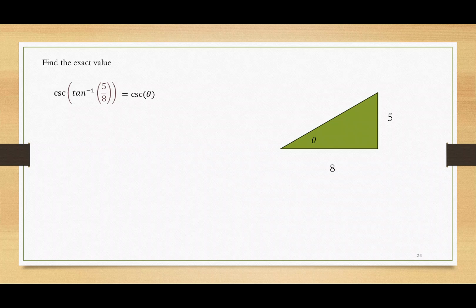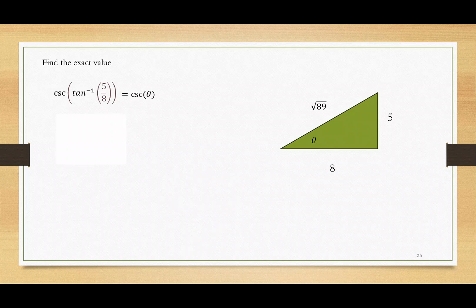Sine is opposite over hypotenuse. So the next thing we need to do is find the value of the hypotenuse. This says we need to use the Pythagorean theorem. The Pythagorean theorem says 5 squared plus 8 squared will be c squared. 5 squared is 25, 8 squared is 64, that's equal to c squared. When I add 25 and 64, I get 89. That says c is equal to the square root of 89.